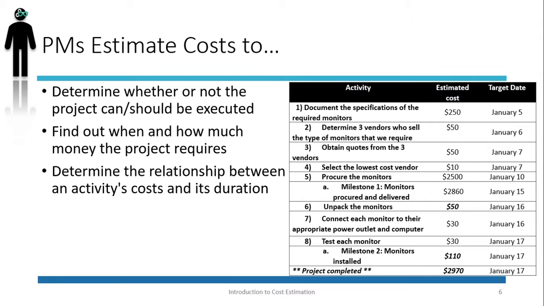Lastly, we estimate costs because estimating costs will help us determine the health of the project. Later, as we cover controlling costs, I will show how, using the estimated cost of project activities, we can determine whether the project is progressing on budget and on time.